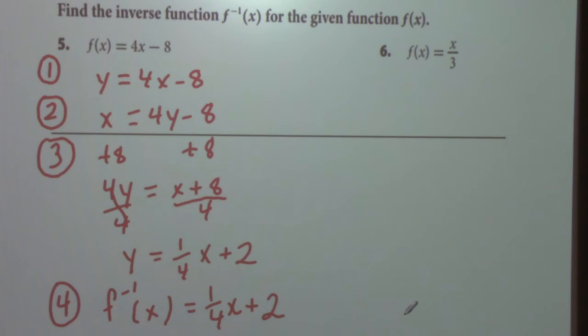Any questions on this one? Okay, what I want you to do is go work out number 6, and then after you work out number 6, we're going to talk about some general things we observe, okay?